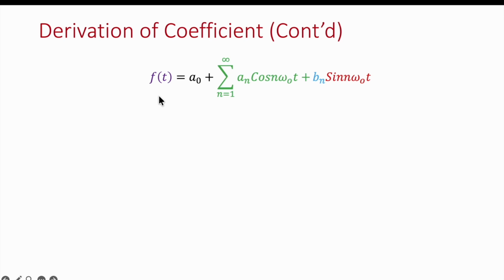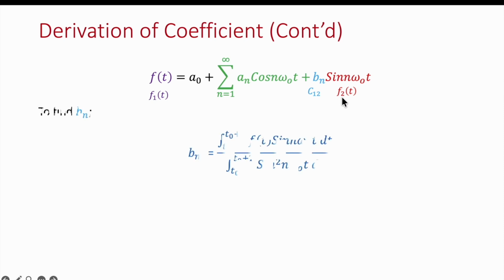We can also find the coefficient of approximation for the odd function. In this case, f of t is our first function, the coefficient of approximation c12 is b n, and our second function is sin n omega naught t. To find the value of b n, we use the same formula: the integral of the first function multiplied by the second function, divided by the integral of the square of the second function. So this is the odd coefficient.